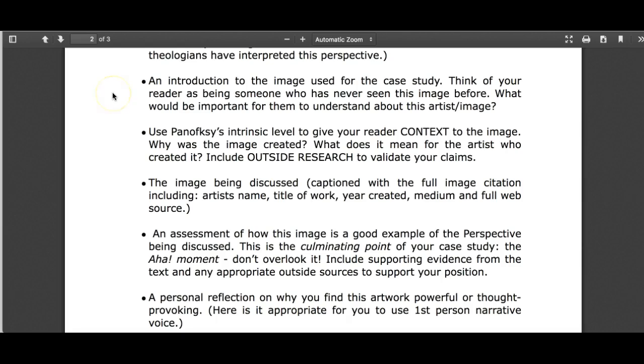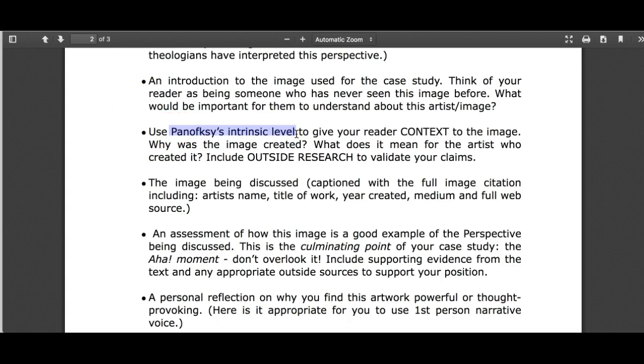Okay, next you want an introduction to the image used for the case study. Think of your reader as being someone who has never seen this image before. What is important for them to understand about this artist or this image? So to help you with that, you're going to use Panofsky's intrinsic level to give your reader context to the image. Notice I just said Panofsky's intrinsic level.